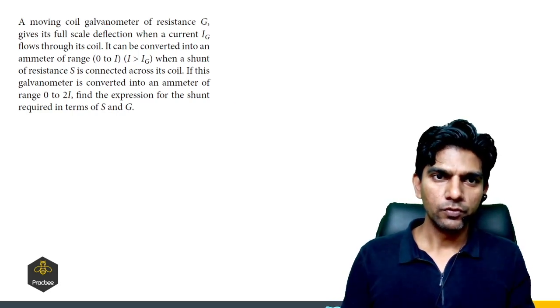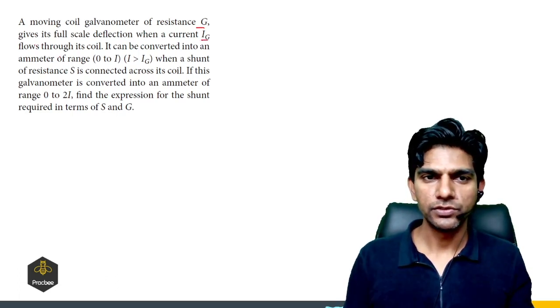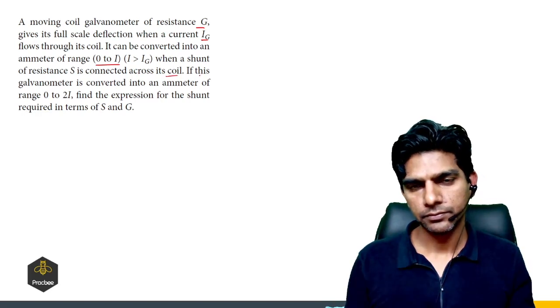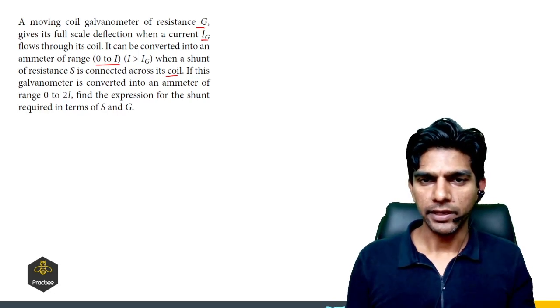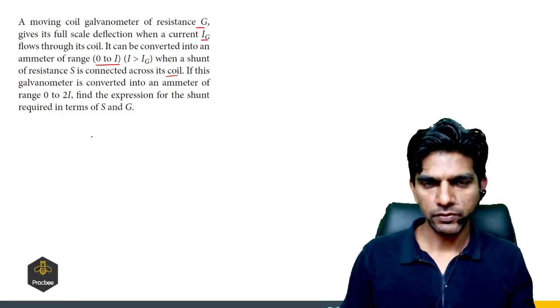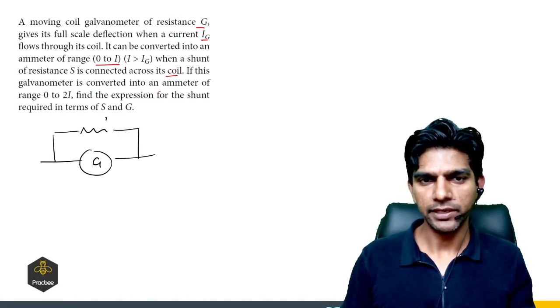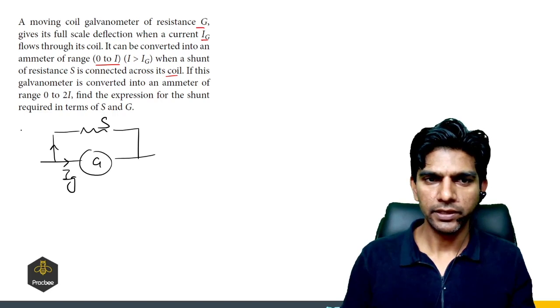Now let us see one more question. A moving coil galvanometer of resistance G gives its full scale deflection when the current Ig flows through it. It can be converted into an ammeter of range 0 to I when a shunt S is connected across its coil. If this galvanometer is converted into an ammeter of range 0 to 2I, find the expression for the shunt required in terms of S and G. Okay, right. So first, what we have given. There is a galvanometer and we have connected a shunt which is S, and the full scale deflection current is Ig, and here we have I minus Ig.